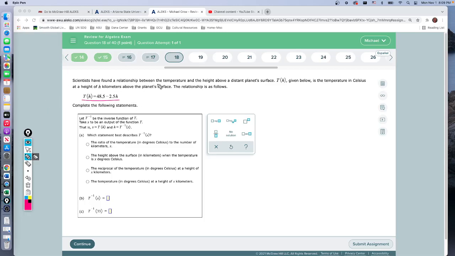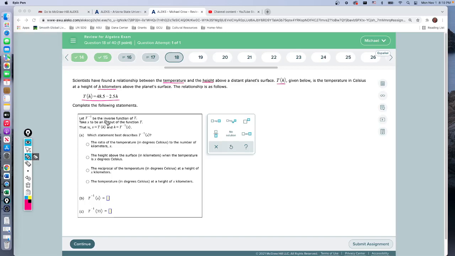Scientists have found a relationship between the temperature and the height. So T for temperature and height above a distant planet's surface, T of H. H is height, T is temperature. Given below is the temperature in Celsius at a height h kilometers, so we know we're in kilometers, above the planet's surface. The relationship is as follows. I guess the higher you go, this is negative, so the temperature gets colder. Complete this statement.